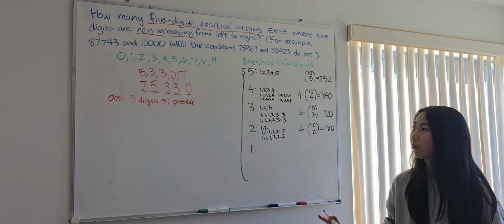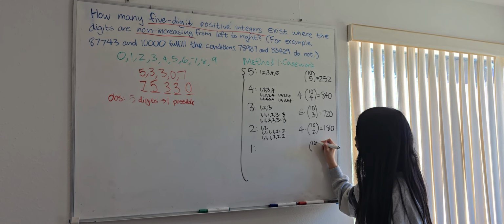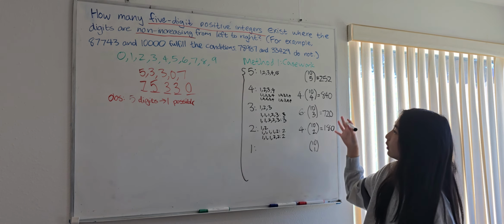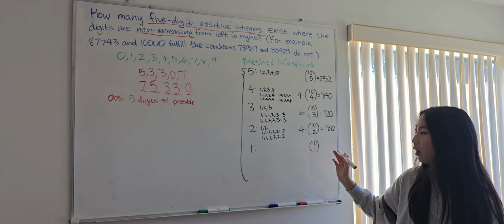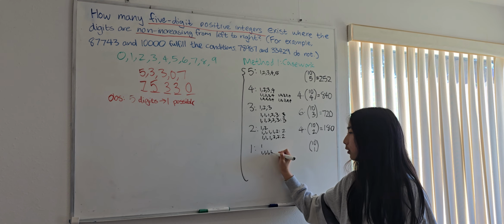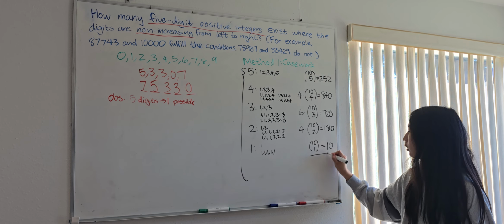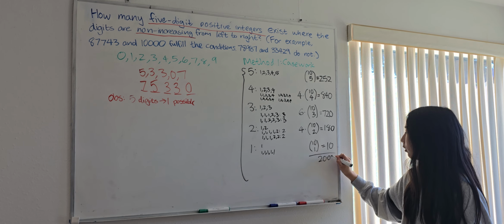Now our last case where we only choose one number. This would be 10 choose 1, similar to what we did above. So, like if we choose 1, we would just end up with 5 ones. And this would equal 10. And it would sum to 2002.